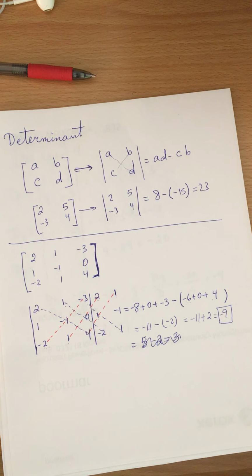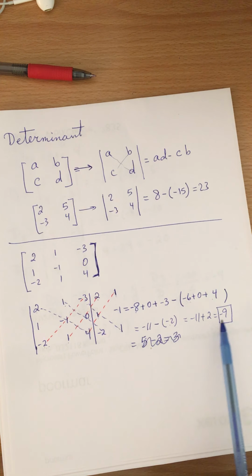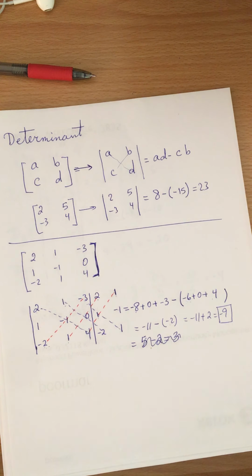Oh boy, I'm sorry for that mistake. But anyways, I hope you fix that. So -8 here, and this gives you a +2. So -11 plus 2 gives you a -9 for the value of that determinant.